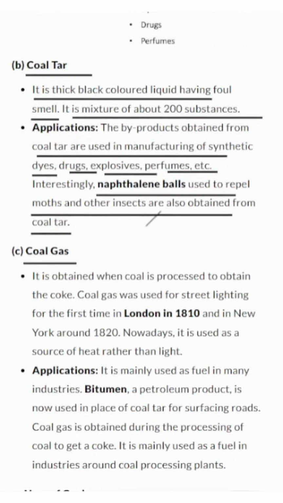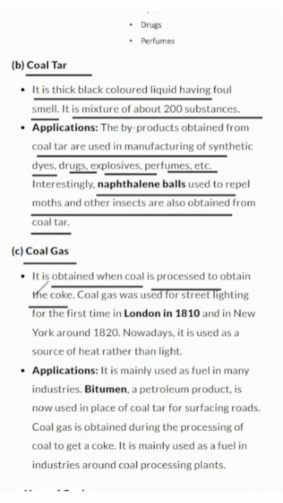Coal gas. Lastly, we have coal gas. This is another product obtained from coal, and it has a history that dates back to the early days of industrialization. Coal gas is generated when coal undergoes processing to produce coke.